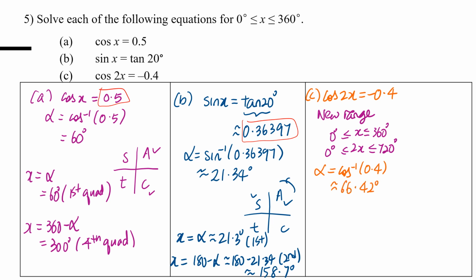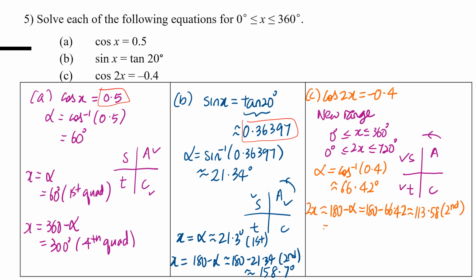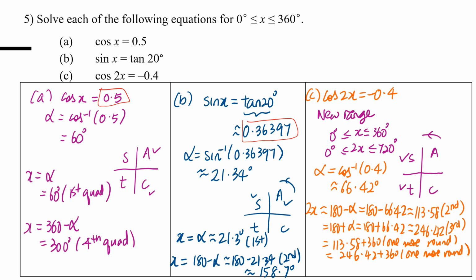Right, so the second step here will be alpha, cosine inverse 0.4. Okay, alpha is an acute angle, so you take the cosine inverse of a positive value. All right, so even though there's a negative in front of 0.4, you ignore the negative. You must take cosine inverse 0.4 to get an acute angle. The next thing is to draw your ASTC. So for cosine to be negative, you come from the second and third quadrants. The second quadrant will be 180 minus alpha, so 113.58. The third quadrant will be 180 plus alpha, 246.42.